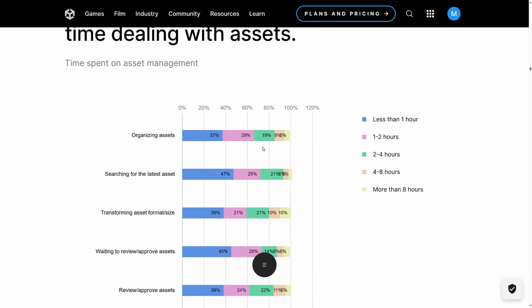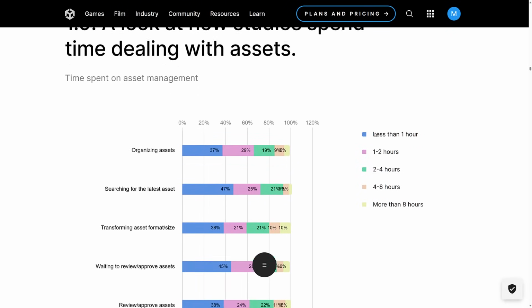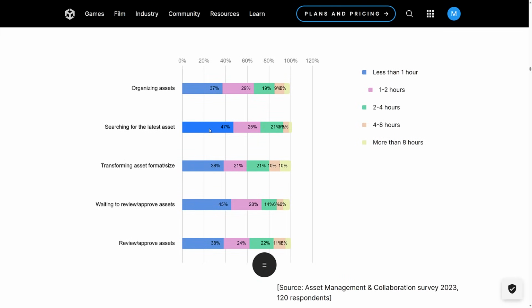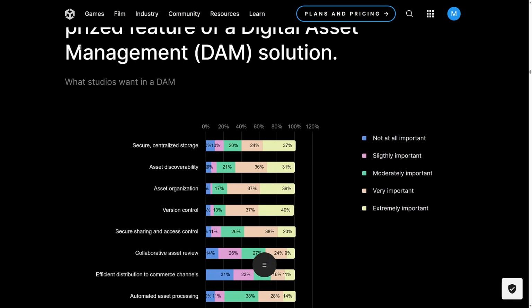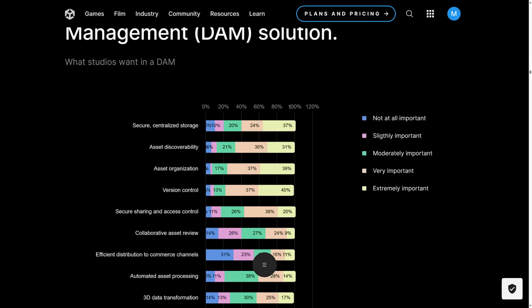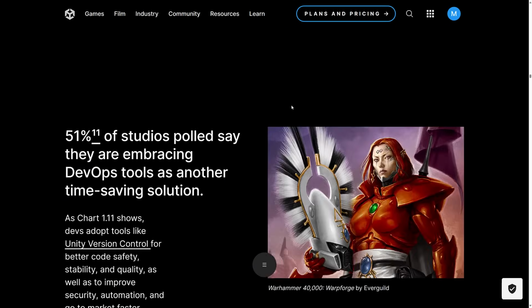Breakdown, how they deal with assets. So this is literally just not asset creation, just management of assets and how long you spend actually dealing with them. Again, Unity's trying to sell their digital asset management solution, and so that's probably where this is all coming in here.